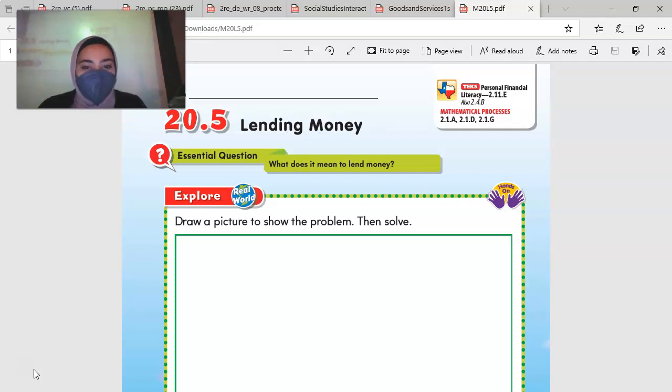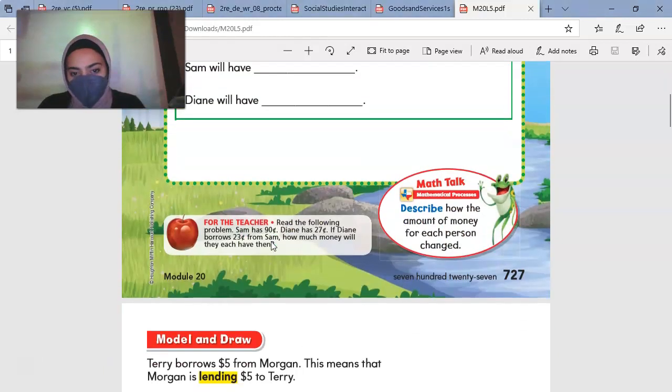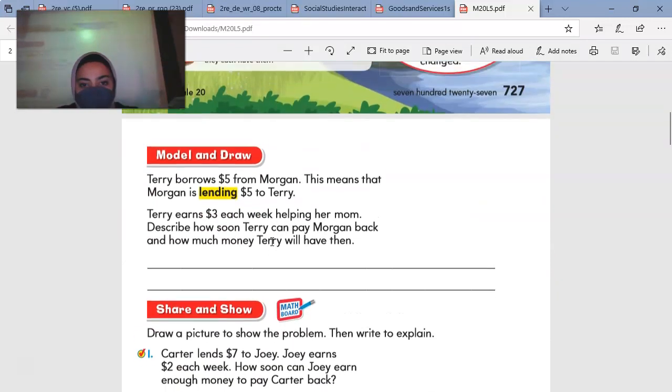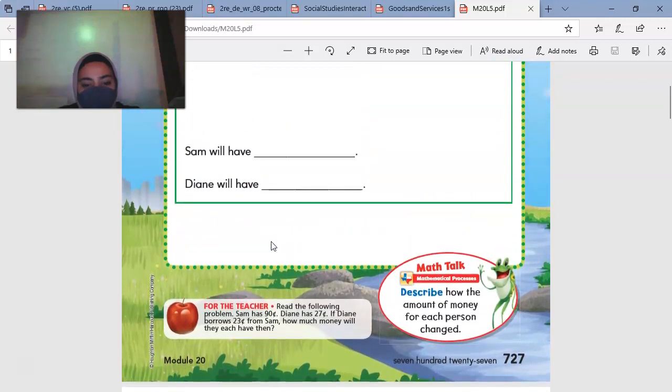So, 20.5, lending money. What does it mean to lend money? Draw a picture to show the problem and then solve. Well, let's read. What is the problem? Sam has 90 cents. Diane has 27 cents. If Diane borrows 23 cents from Sam, how much money will they each have then? I'm going to read that again slowly to process what I read. Sam has 90 cents. Diane has 27 cents. If Diane borrows 23 from Sam, how much money will they each have then?